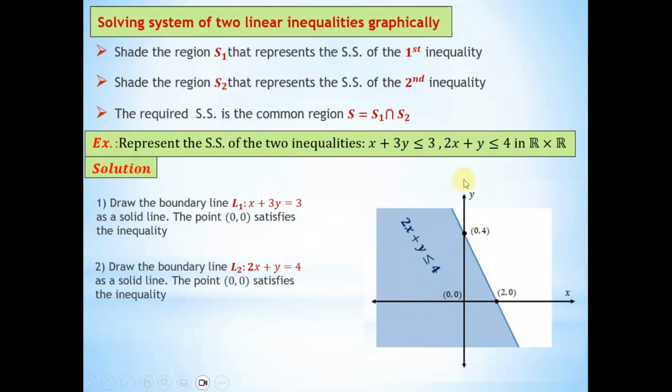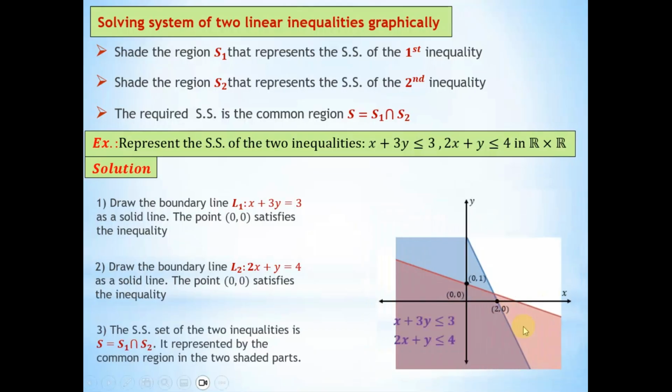The other one means the line 2x plus y equal 4. X equals 0, y equals 4. Y equals 0, x equals 2. So (0, 4) and (2, 0) are 2 points. There is equal here, so we have to plot a solid line. What about (0, 0)? Yes, it satisfies because 0 plus 0 less than 4. So this region I make the blue region. So what is the solution set? The solution set is the intersection between the two regions, like that.